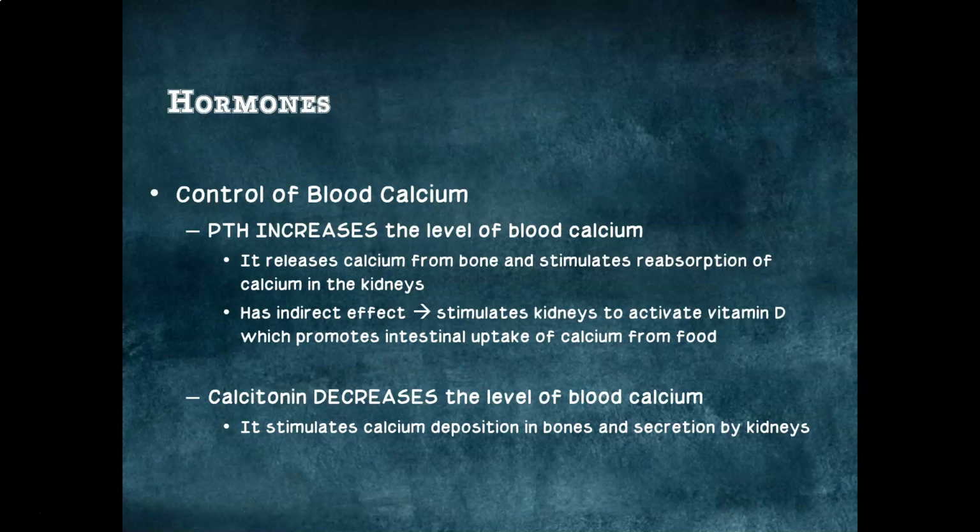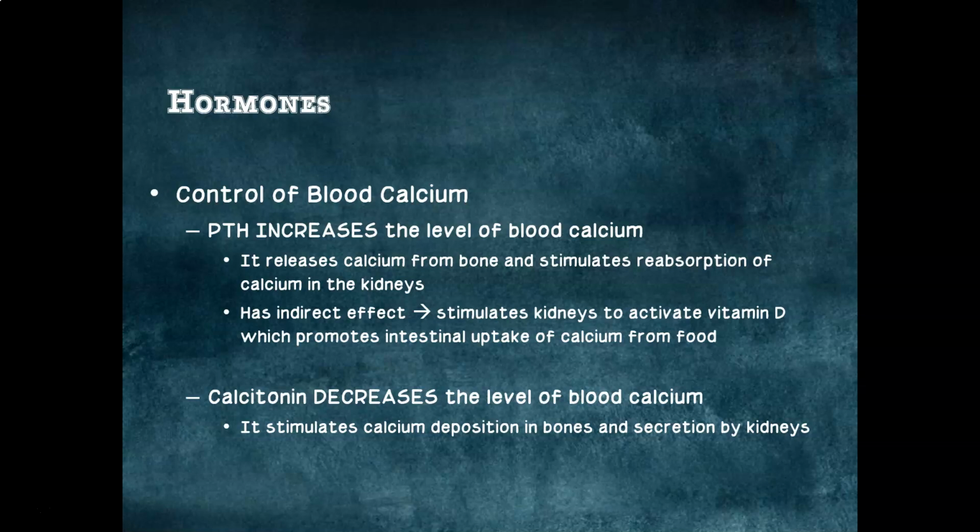So your blood calcium levels really are in connection to these two hormones. As that PTH increases the level of your blood calcium, we're releasing the calcium from your bones and from the reabsorption from your kidneys. It does have an indirect effect because it will also stimulate your kidneys to activate vitamin D, which you need to get either from your food, or we also get it from being out in the sun. All right, that's what's going to produce the intestinal uptake.